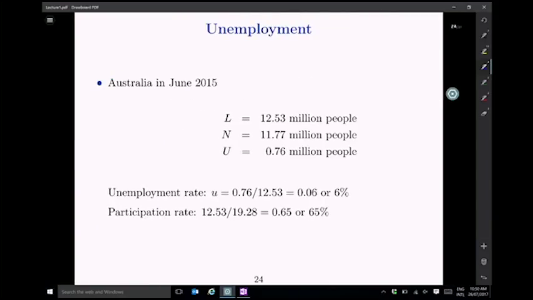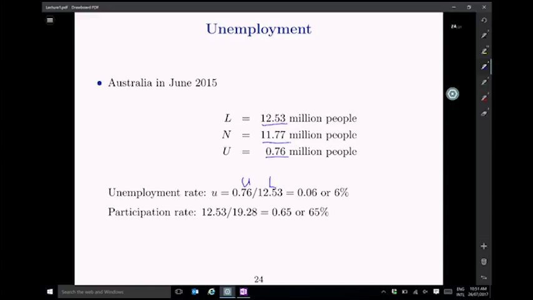What about Australia? This is the number I got 2 years ago in 2015. Labor force is about 12.5 million people in Australia, employed 11.7 million, unemployed 0.76 million. Then you can calculate the unemployment rate, which is the number of unemployed over the size of the labor force, about 6%. So Australia has maintained a relatively low unemployment rate, especially during the global financial crisis.